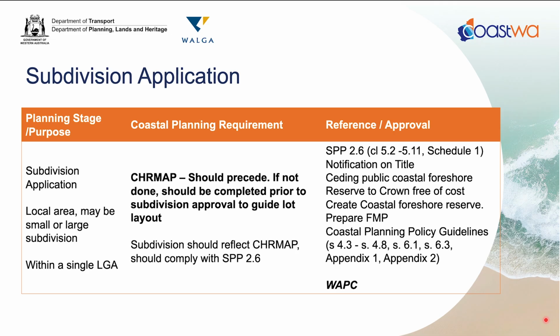In all cases at the subdivision application stage, a CHRMAP should precede the subdivision. If it's not done, it should be completed prior to the subdivision approval to guide lot layout. The subdivision should reflect the CHRMAP and should comply with SPP 2.6. You can see there's a whole series of different references there, and this is obviously where those large subdivisions come into play. So it also includes things like ceding public coastal foreshore reserve to the Crown free of cost and creating coastal foreshore reserve, potentially even preparing an FMP, so foreshore management plan. The approving body is the WAPC.